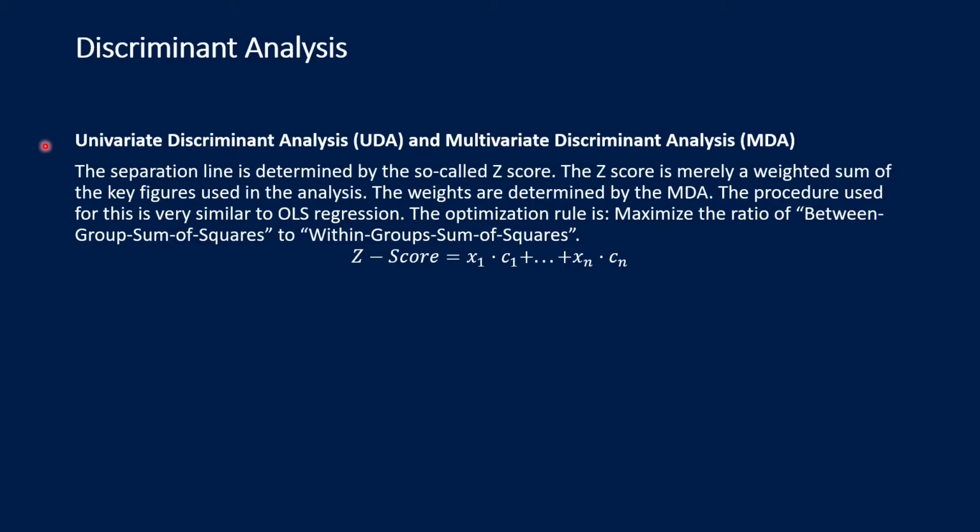Now, to put things together, the separation line is determined by the so-called Z-score. The Z-score is merely a weighted sum of the key figures used in the analysis. The weights are determined by the MDA. The procedure used for this is very similar to the OLS regression. The optimization rule is to maximize the ratio of between group sum of squares to within group sum of squares. So the Z-score is just a weighted average of the financial ratios.